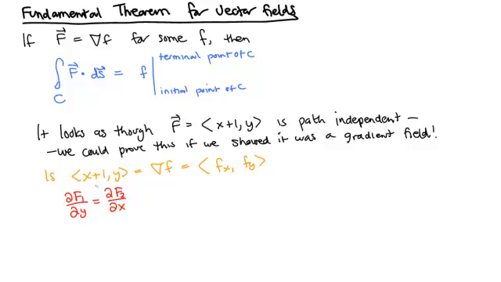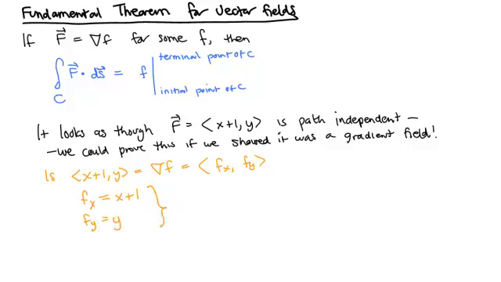In this particular example, the derivative of the first component with respect to y is 0, and the derivative of the second component with respect to x is 0. So it certainly is a possible candidate for a gradient. So let's see if we can dig up a function that would work. We would need the derivative of f with respect to x to be x plus 1, and the derivative of f with respect to y to be y.